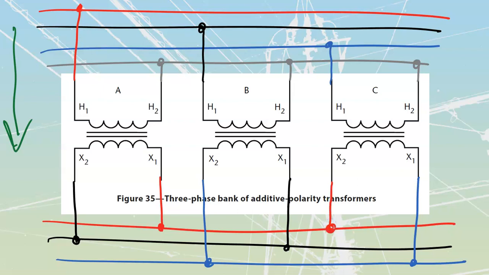Double check your connections. You should count no more than 2 connections per line on a delta. 2 on this one, 2 on this one, 2 on this one. If there's more than 2, guaranteed that you screwed up. If there's less than 2, guaranteed that you have screwed it up. It's just a quick way for us to check. This is our additive transformer bank.